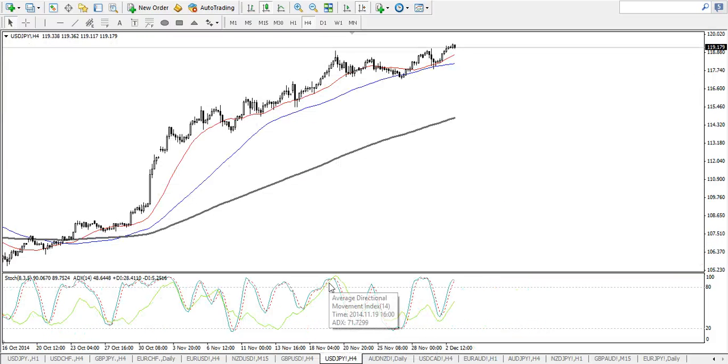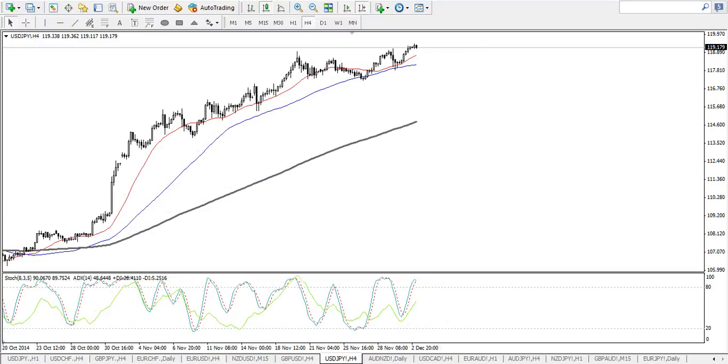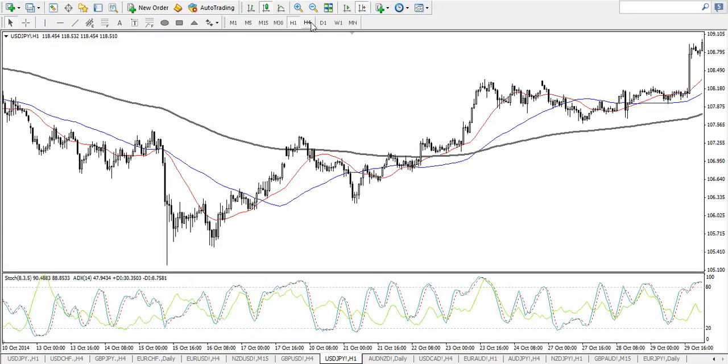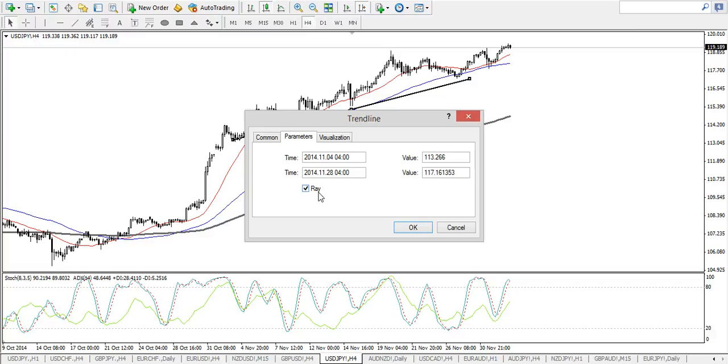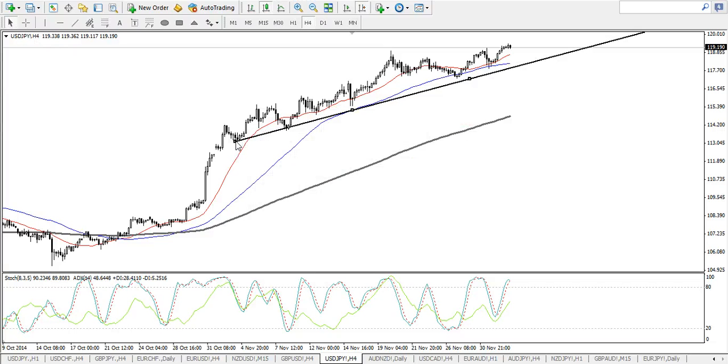Next is the dollar against the Japanese yen. So there was a rising trend line, somewhere from over here, starting from here, and it appreciates.